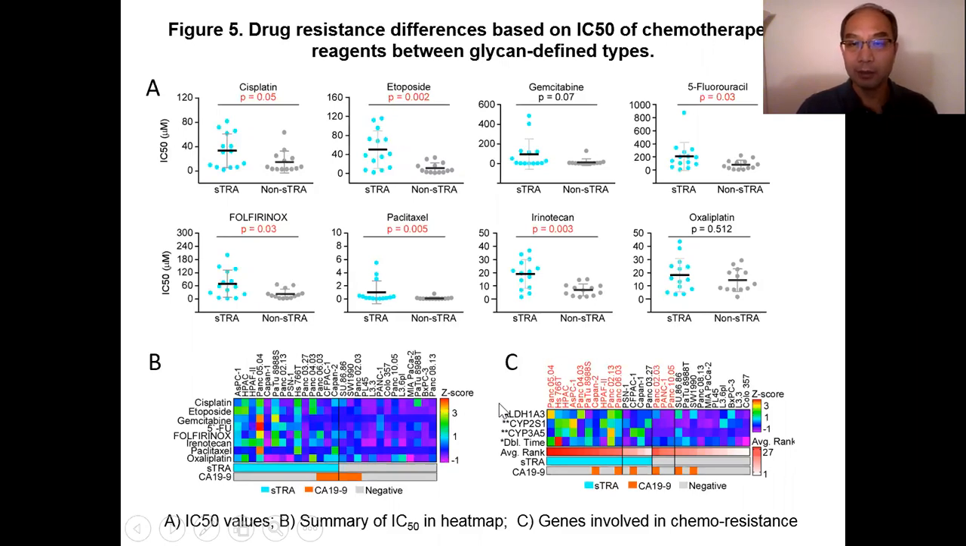This shows for all the 8 treatment STRA value except oxaliplatin, which show no difference between STRA and non-STRA cell lines. The heat map summarizes as figure A, and C shows the genes that potentially contribute to STRA resistance.